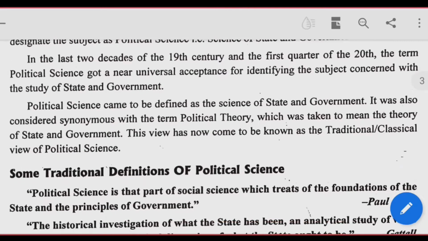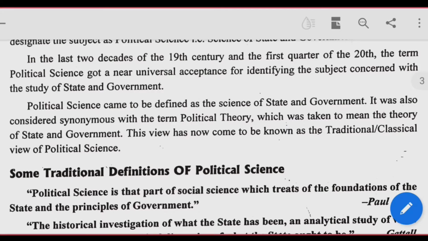Okay, so in the last two decades of the 19th century and the first quarter of the 20th, the term political science got near universal acceptance. Later on, political science was accepted universally as the study of state and government. It was not only confined to Greece. Later on, all over the world, the study of state and government was recognized as the study of political science. So what is political science? Political science is the study of state and government.